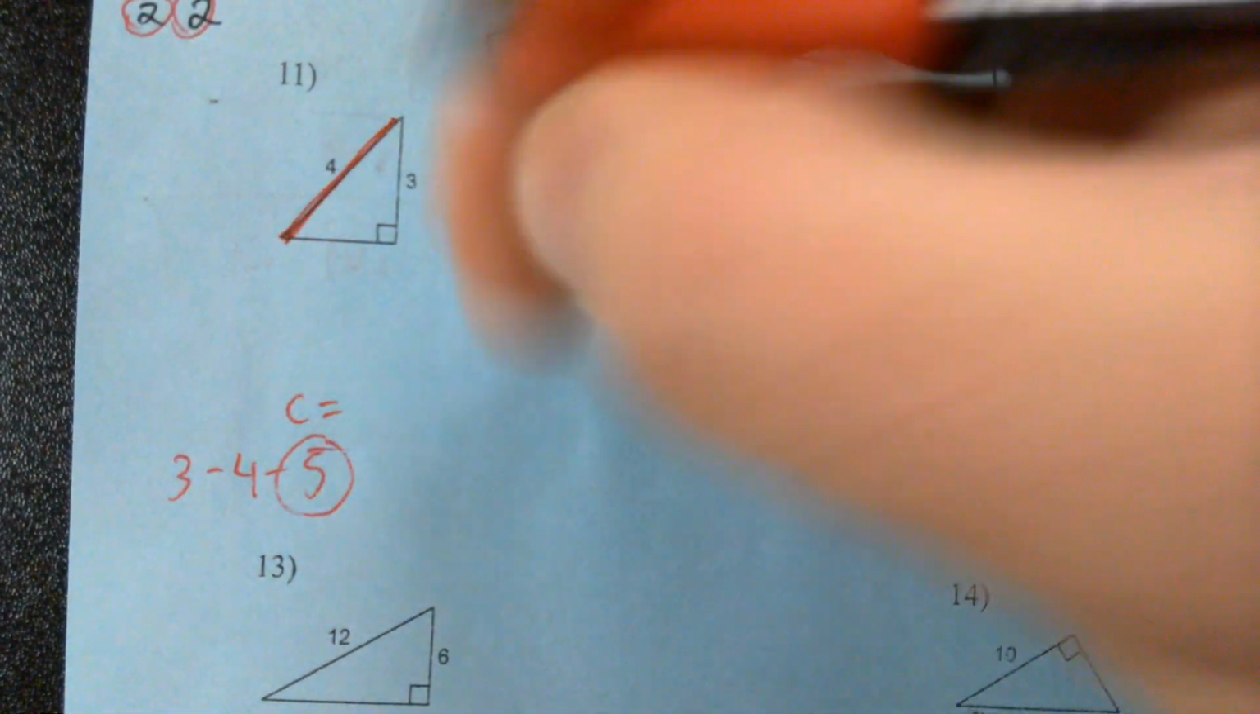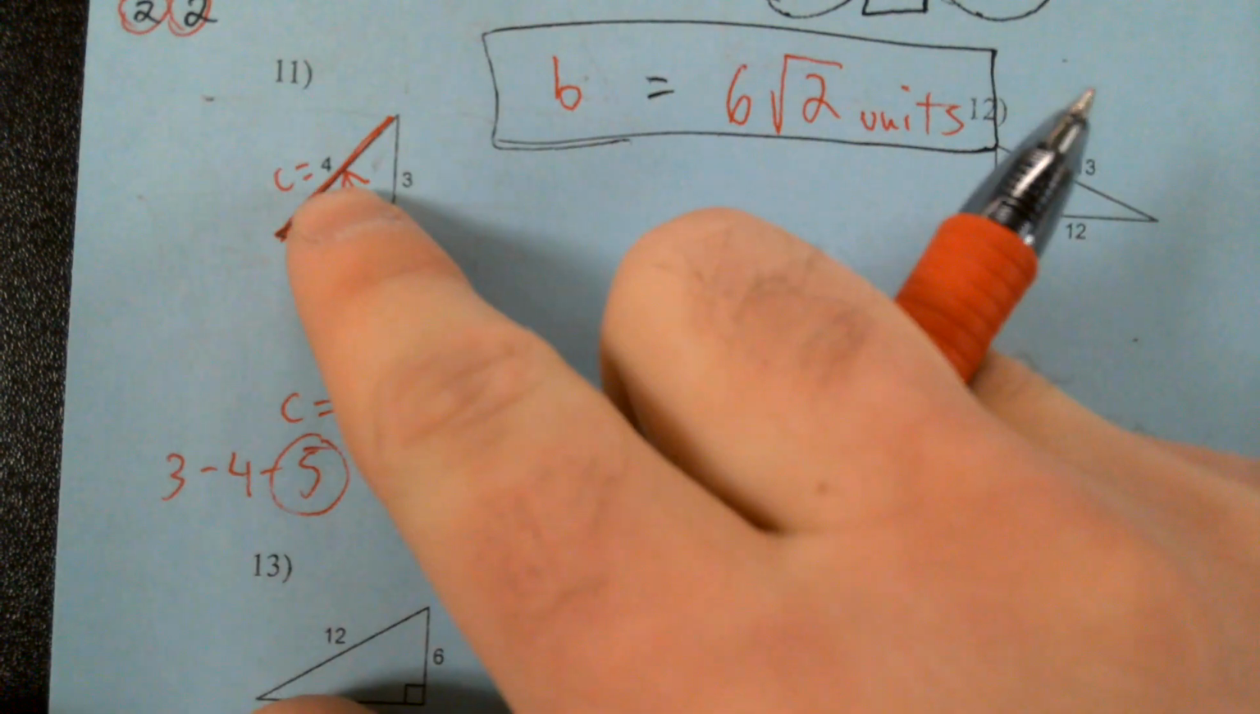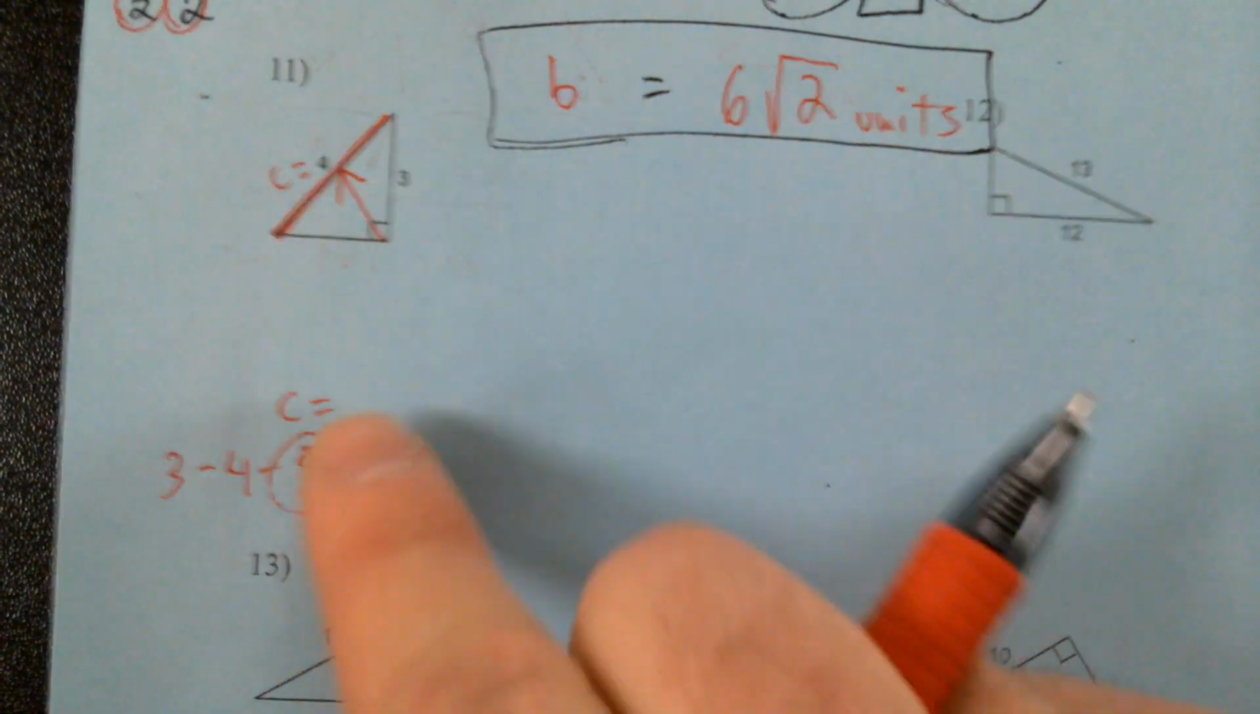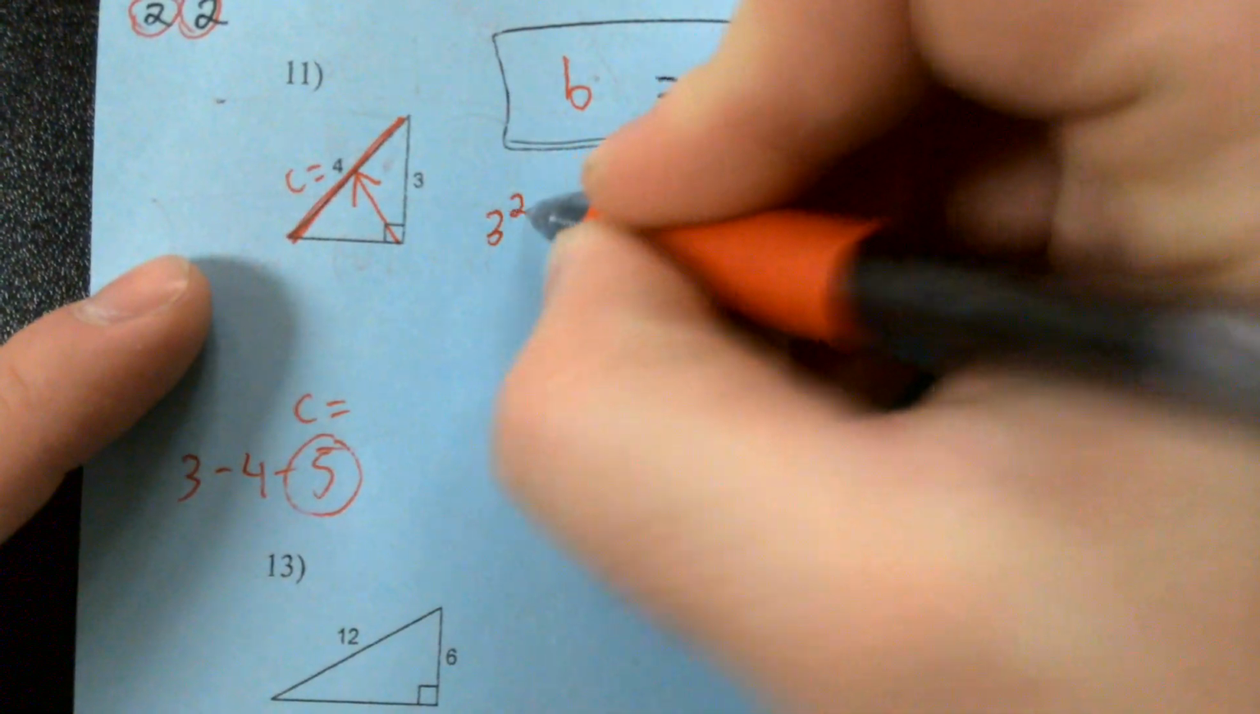Now, my hypotenuse here is not 5, right? If we look across from the right angle, we see that our hypotenuse here is 4. So even though this looks like it might be a 3, 4, 5 triangle, it's actually not, because if it was, our hypotenuse would be 5. It's our longest side, right? So we can just solve this like normal.